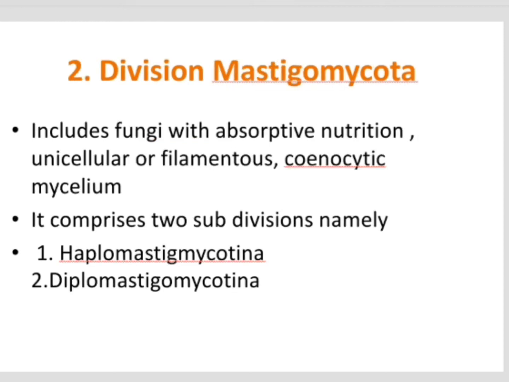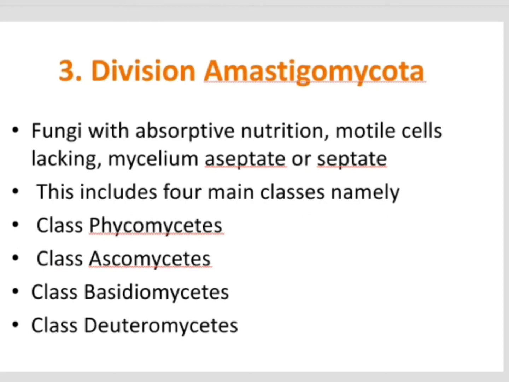Second division is Mastigomycota. It includes fungi with absorptive nutrition, unicellular or filamentous fungi with a cenocytic mycelium. That means the mycelium is composed of more than one nucleus in a single cell. It comprises two subdivisions, namely Haplomastigomycotina and Diplomastigomycotina. Division Mastigomycota is composed of fungi with absorptive nutrition. These fungi are unicellular or filamentous, and their mycelium might be cenocytic. And it is again divided into two subdivisions, Haplomastigomycotina and Diplomastigomycotina.